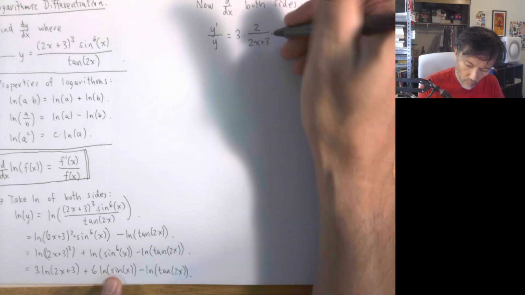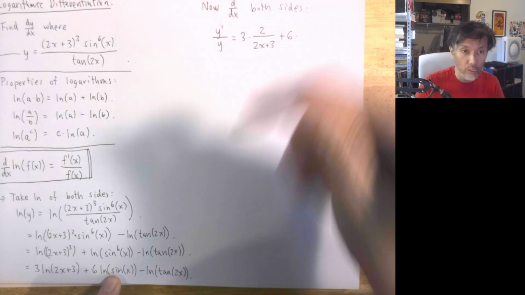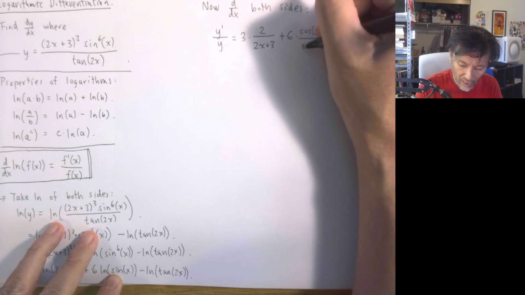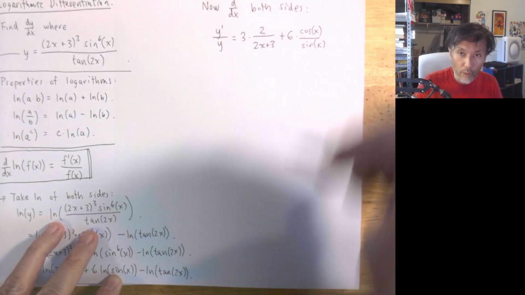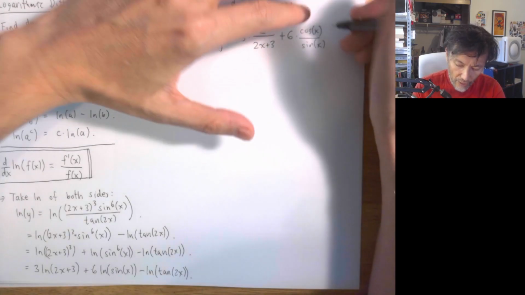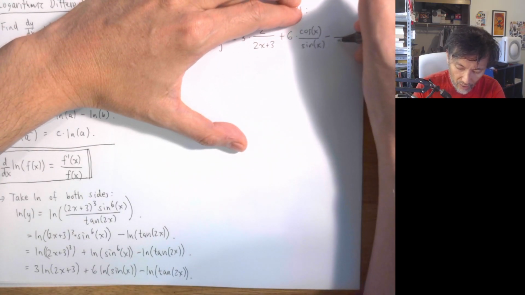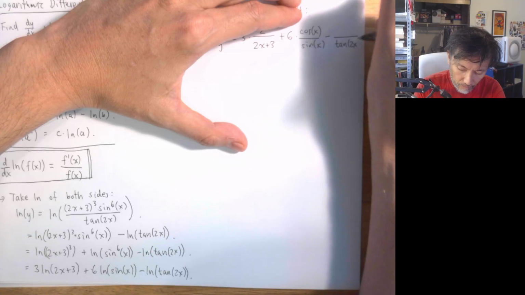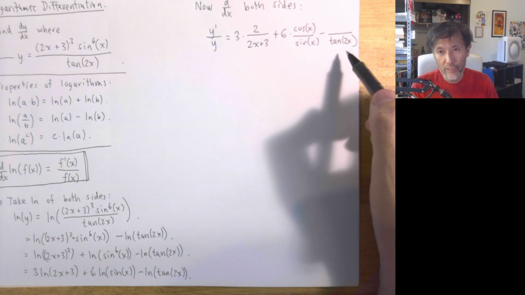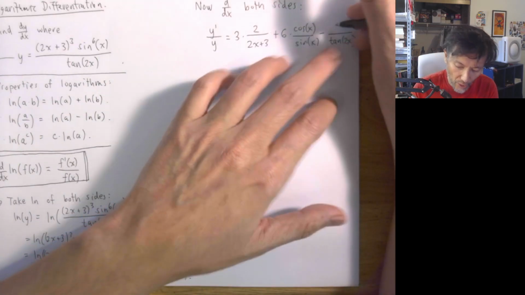Next term, we have 6 times the derivative of sine of x, which is cosine of x divided by sine of x. That's f prime over f again, where f is sine of x. And then finally, we have minus tangent 2x. So downstairs, we know our f is tangent 2x. And upstairs, what do we have? Well, the derivative of tangent 2x. I kind of want you to just know what that is. That's going to be 2 times the secant squared of 2x.